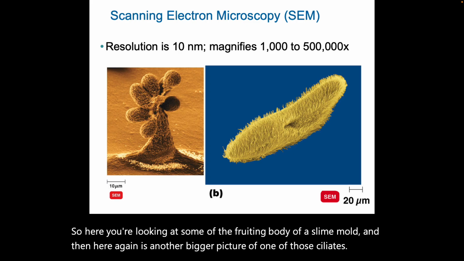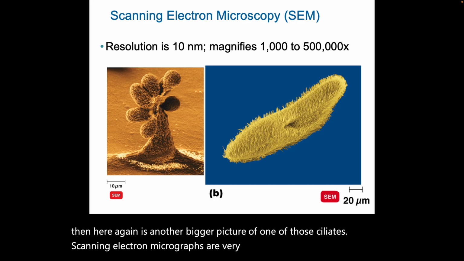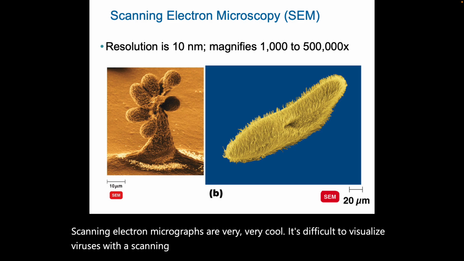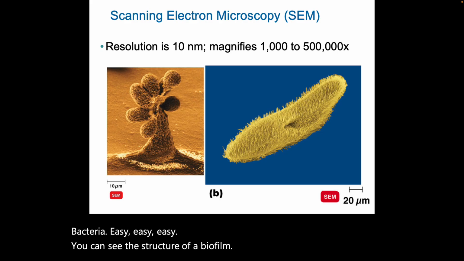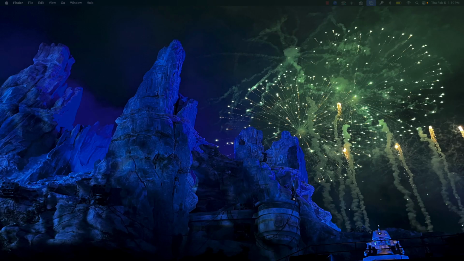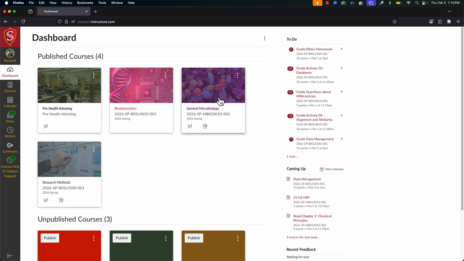Scanning electron micrographs are very, very cool. It's difficult to visualize viruses with a scanning electron microscope. Bacteria, easy, easy, easy. You can see the structure of a biofilm, for example. And I believe, if I'm not mistaken, the course image for this class on Canvas is this right here, a biofilm of bacteria. And I grew those bacteria, and our electron microscopist visualized them for me.